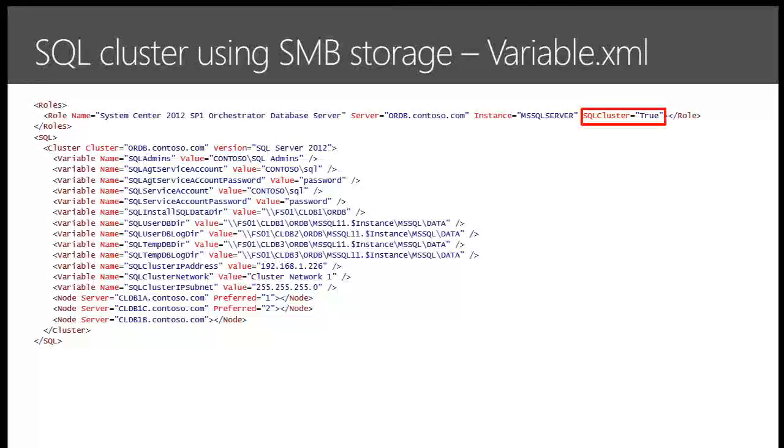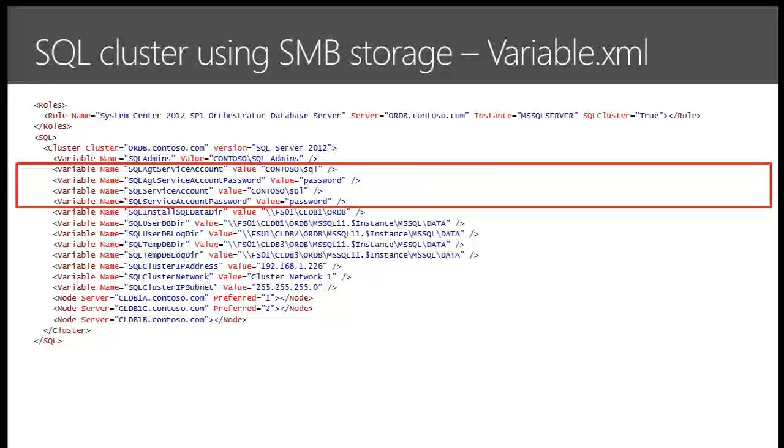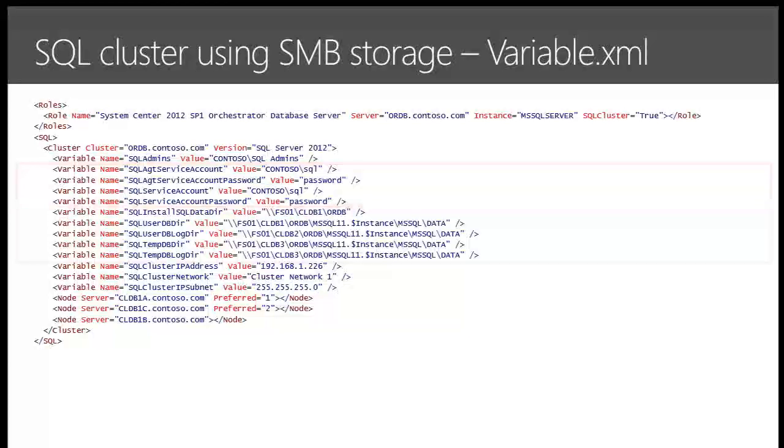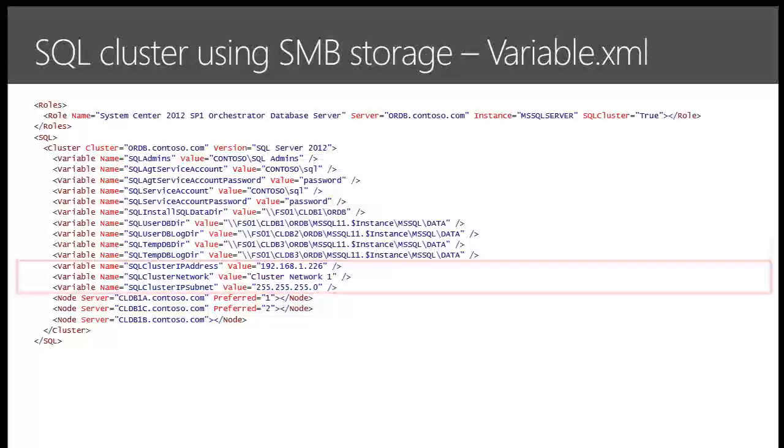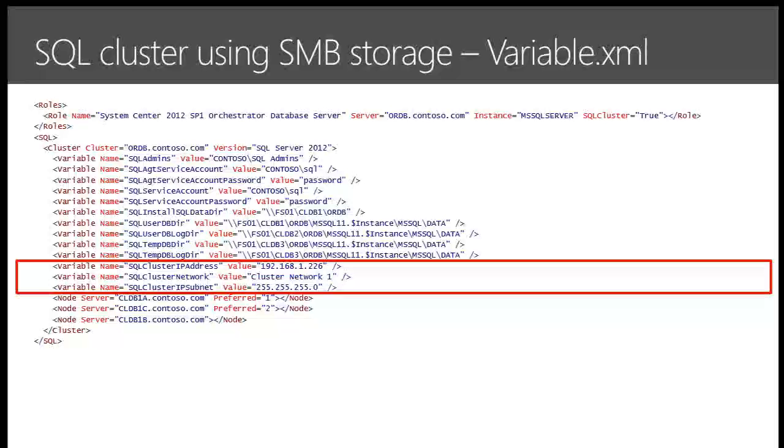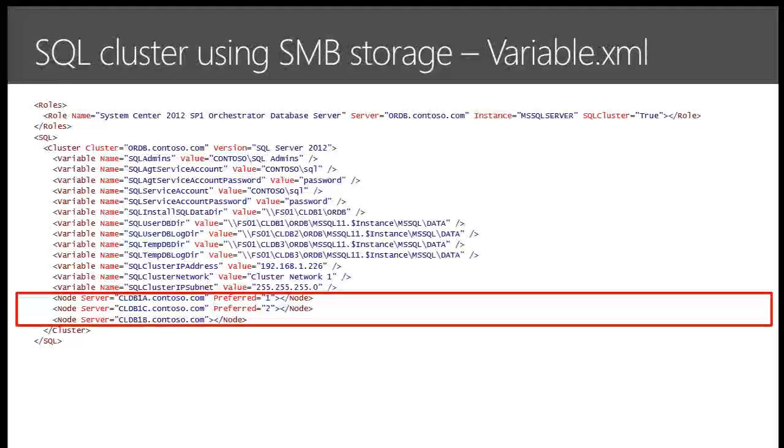So here, installing a cluster, you'll see I'm saying on my database role, this is a SQL cluster, and here's my information about that cluster. I have to specify service accounts because SQL clusters require service accounts. And then here's my UNC paths for the file locations. IP information for the cluster that I'm creating, and then these are the nodes that I'm going to include in that cluster. Right, so I'm installing a 3-node cluster.